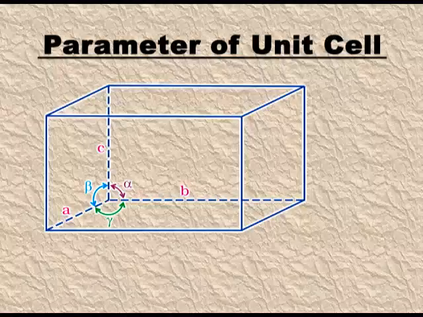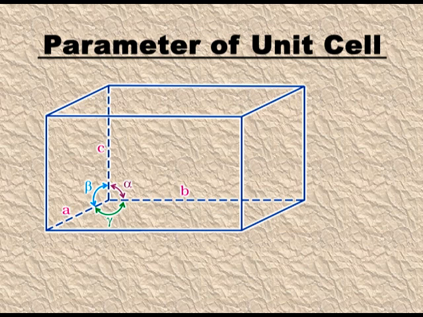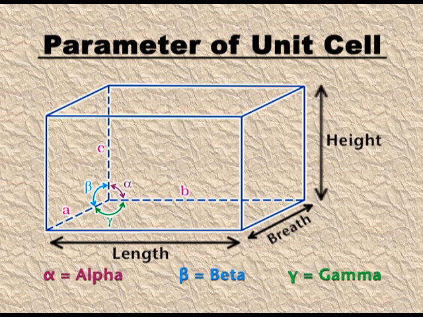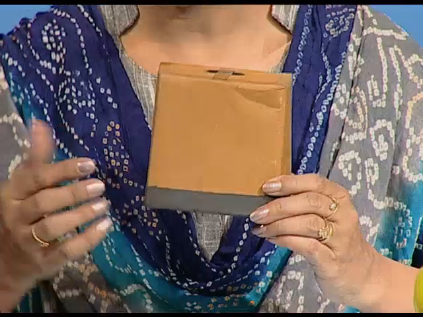Before discussing that, let me discuss the parameters of a unit cell. This is a unit cell. It has 3 dimensions, that is length, breadth and height. And there are 3 angles between these edges, and these angles are known as alpha, beta and gamma. To define any unit cell, we have to know the lengths of these 3 edges and the angles between these 3 edges.